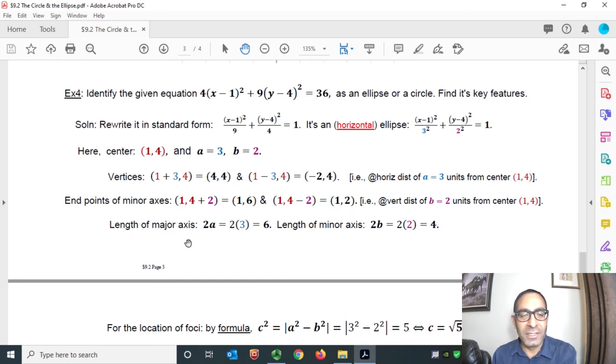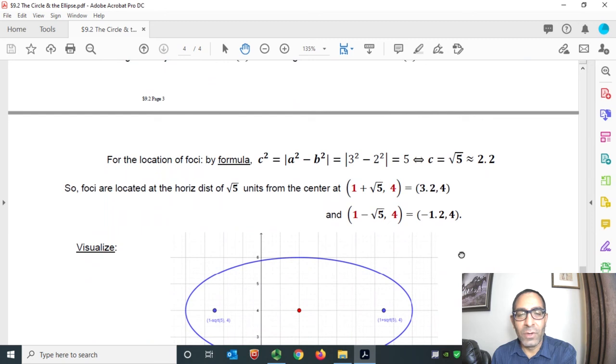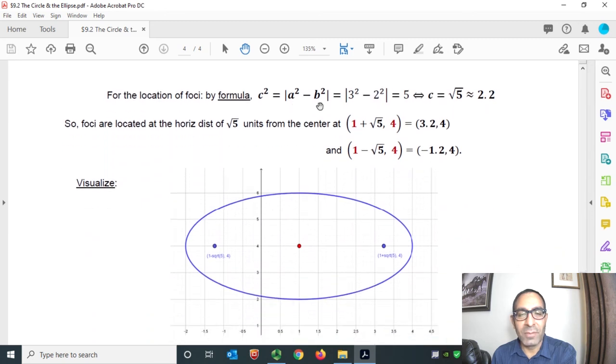Similarly, the length of the major axis is 2A, which turns out to be 6, and the length of the minor axis is 2B, which turns out to be 4. To find the foci, we use the formula c square equals a square minus b square. Simplifying gives us c equals radical 5. Hence, the foci are located at a horizontal distance of radical 5 units from the center, which is at (3.2, 4) and (negative 1.2, 4).